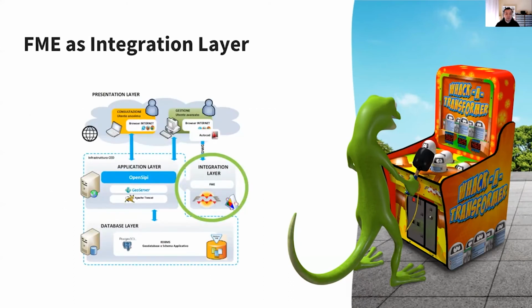Let's move on to the OpenCP application tier. As you can see, we have different layers: database layer, application layer, and presentation layer with different components. We have the database, the application server, map server, and browsers. And as you can see inside the green circle, we have FME server as integration layer.